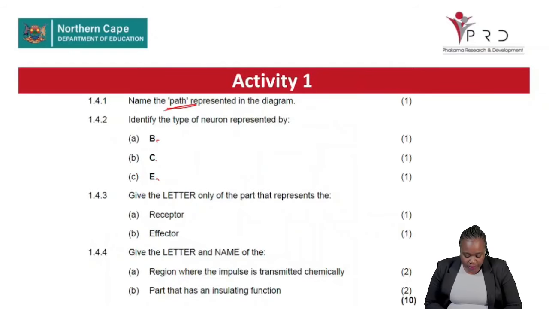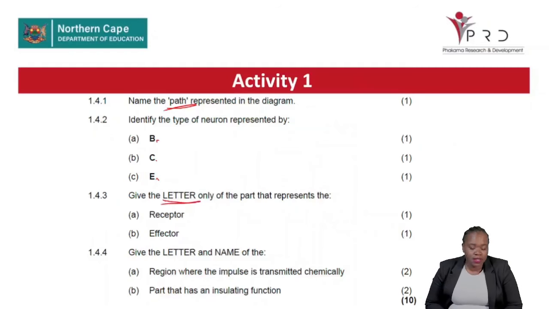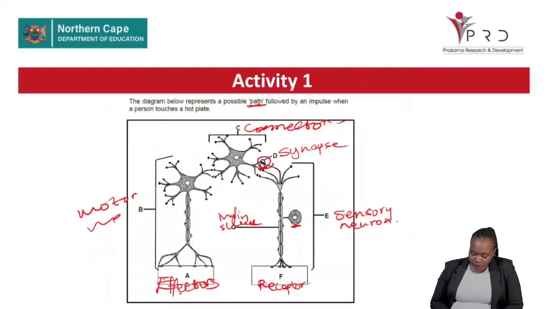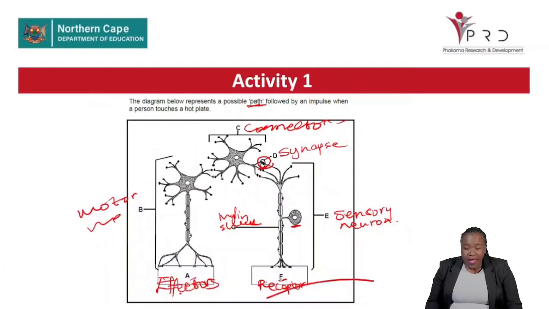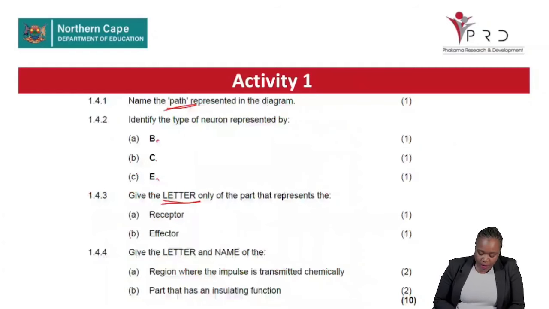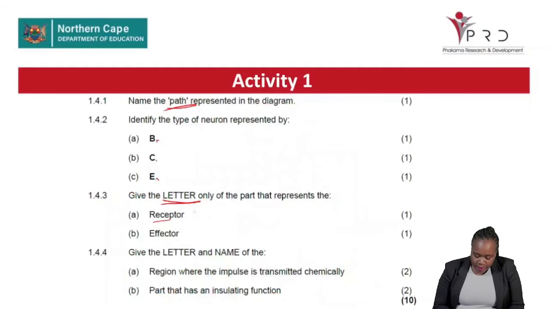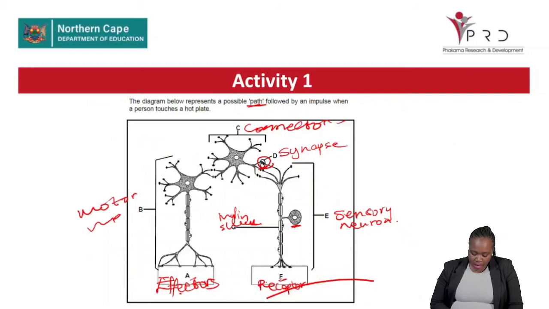Right. 1.4.3, give the letter only of the part that represents the receptor and the effector. Right. Let's go back to our diagram. So now we have the receptor at F and the effector at A. So as you can see, this method of labeling the diagram before you get to the question makes things much easier, because now when you answer the questions, you just go back and check the answers as you have already labeled most of the parts, right? So for the receptor would be F, right? And then for the effector, it would be A.